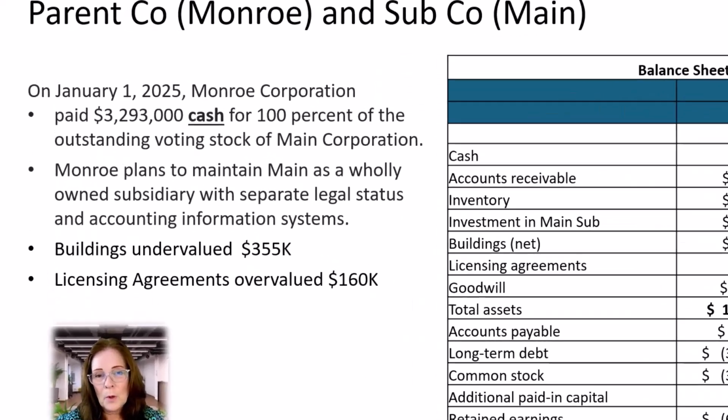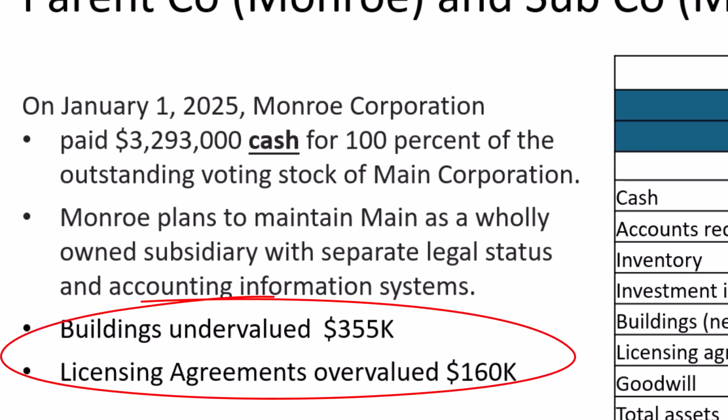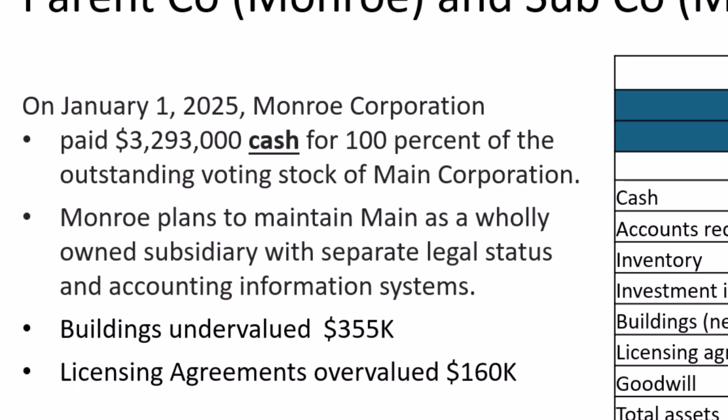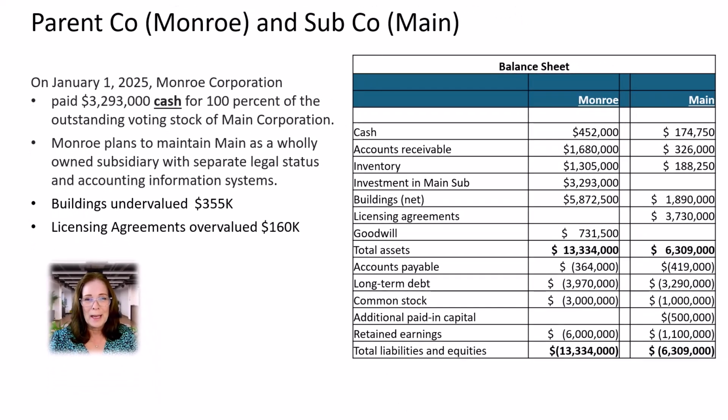In this example, we have Monroe, which paid $3,293,000 for 100% of the outstanding voting stock of Maine Corporation. And at the time of acquisition, Monroe determines the fair value of the assets and finds that the buildings are undervalued by $355,000, but also finds that the licensing agreements are overvalued by $160,000. And we can jump right in and consolidate Monroe and Maine.